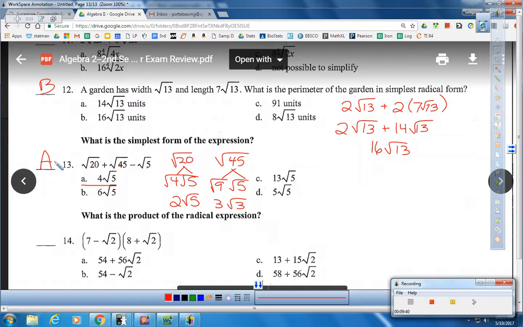Okay. This one we have to FOIL first. 7 times 8 is 56. Outside, 7 times radical 2 is 7 radical 2. Inside, negative radical 2 times 8 is negative 8 radical 2. And last, negative radical 2 times radical 2 is negative 2. So when I combine my like terms here, 56 minus 2 is 54, and 7 radical 2 minus 8 radical 2 is a negative 1 radical 2. So that answer is B.